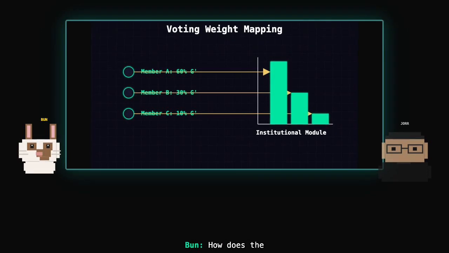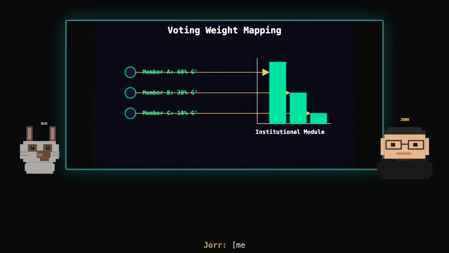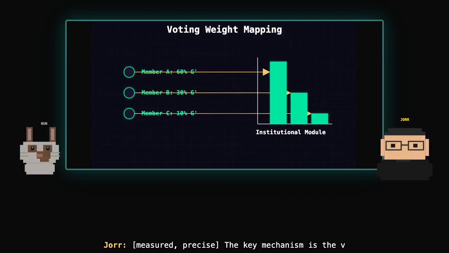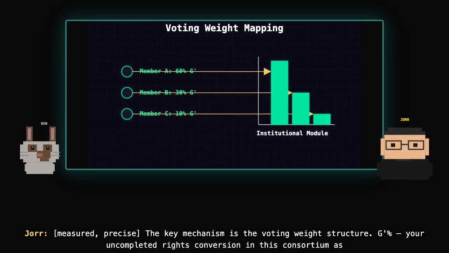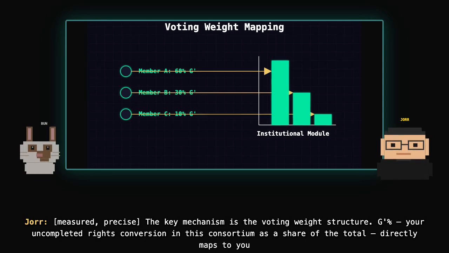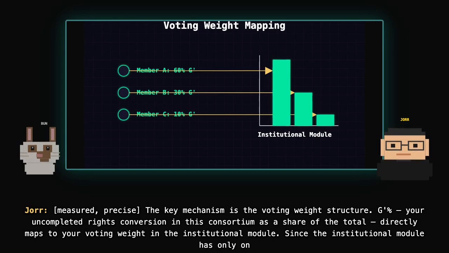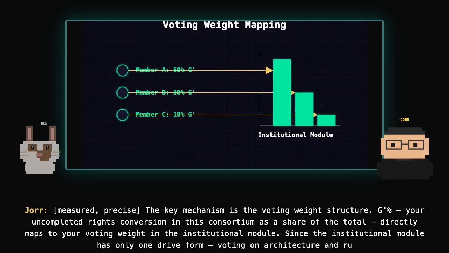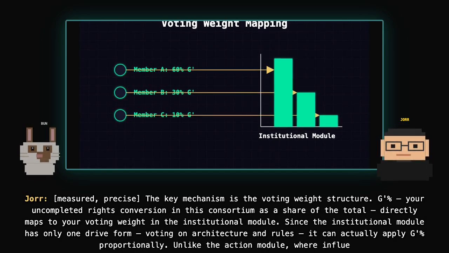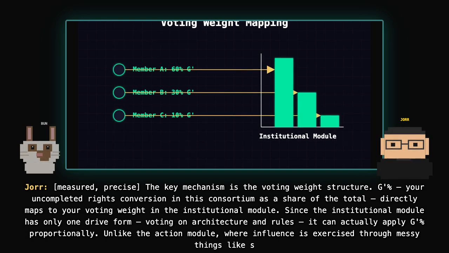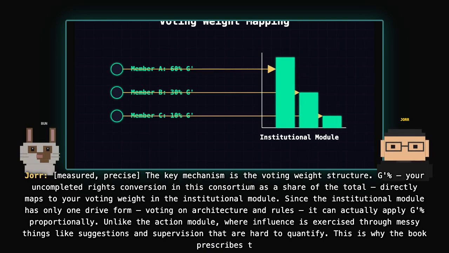Chaos. How does the institutional module ensure that influence is allocated fairly according to G%? The key mechanism is the voting weight structure, G%. Your uncompleted rights conversion in this consortium as a share of the total directly maps to your voting weight in the institutional module. Since the institutional module has only one drive form, voting on architecture and rules, it can actually apply G% proportionally, unlike the action module, where influence is exercised through messy things like suggestions and supervision that are hard to quantify. This is why the book prescribes that the institutional module must be built first. It's where you lock in the fair allocation before anyone starts executing.